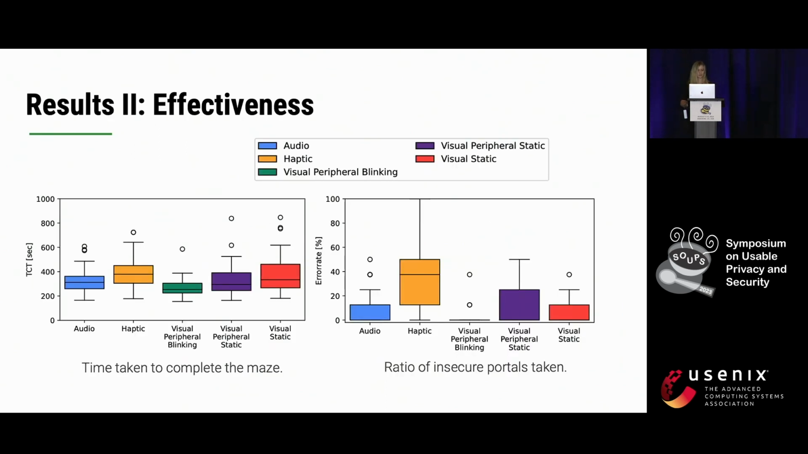Let's now have a look at our results. So we first look at the effectiveness, which in our case consists of the task completion time and the error rate, which is the ratio of insecure portals taken by our participants. As we can see, our participants made the most errors with the haptic indicator and the least errors with the visual periphery blinking one. And also they were fastest with the blinking indicator and slowest with the haptic one.